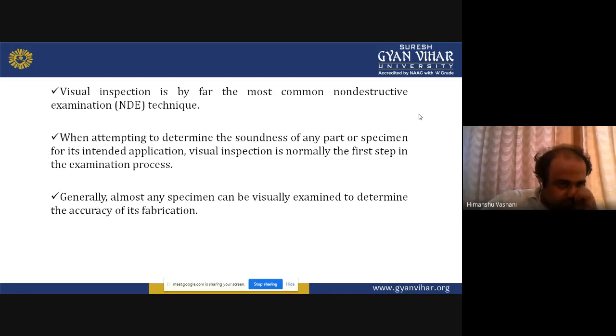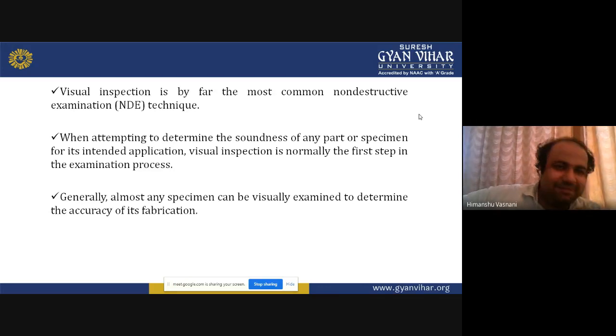Visual inspection is by far the most common non-destructive technique. While attempting to determine the soundness of any part or specimen offered in the intended application, visual inspection is normally the first step in the examining process. Normally, in day-to-day life, we usually go for visual inspection. Why? Because it is foremost the easiest and simplest inspection that can be done. Almost any specimen can be examined to determine the accuracy of its fabrication.